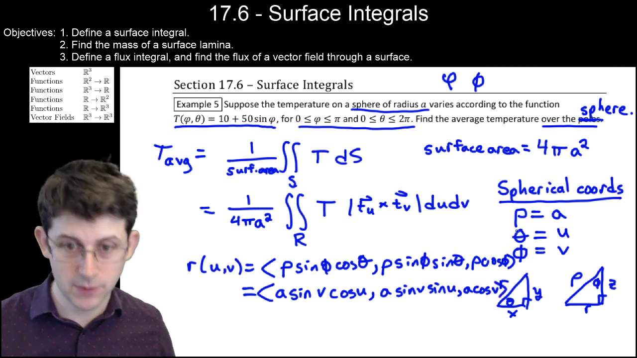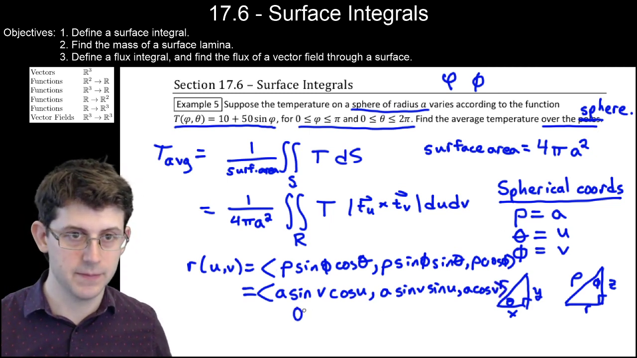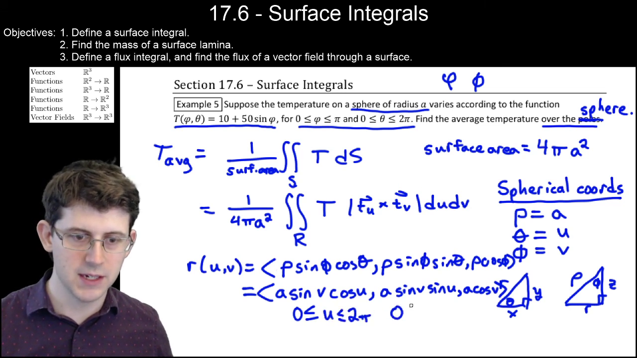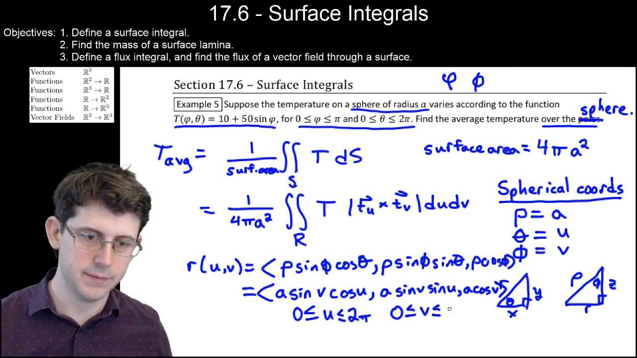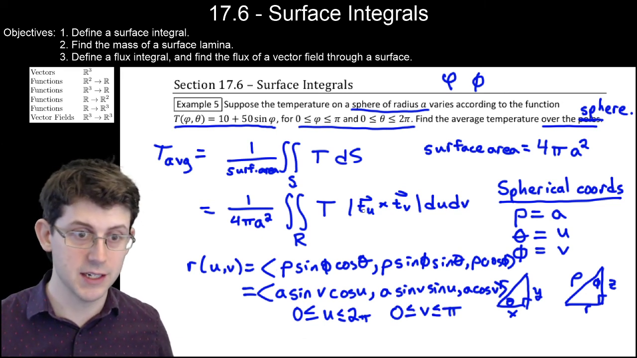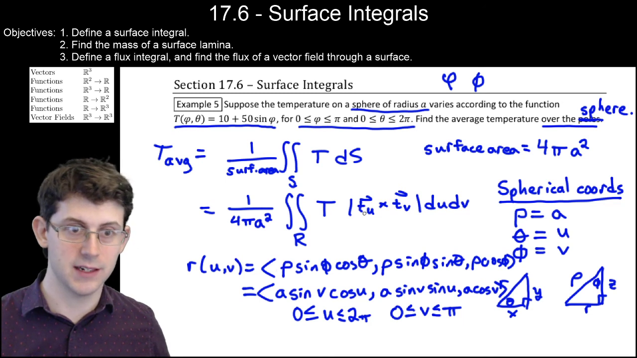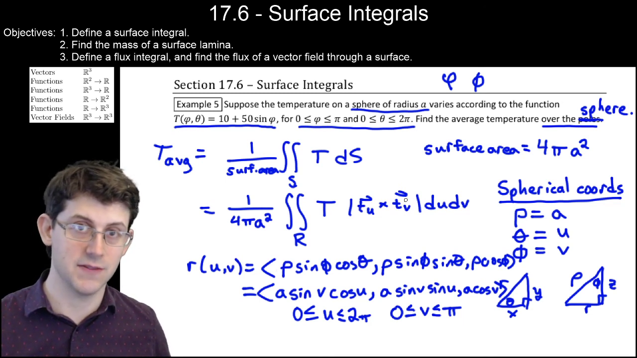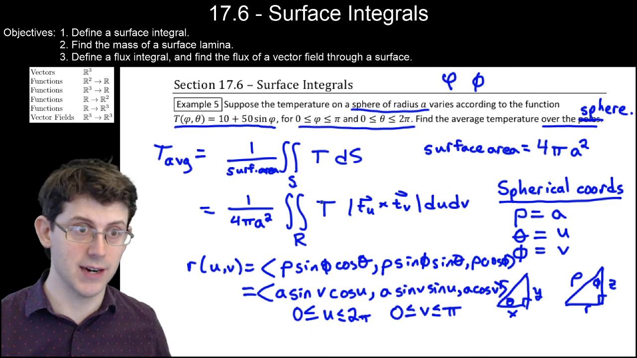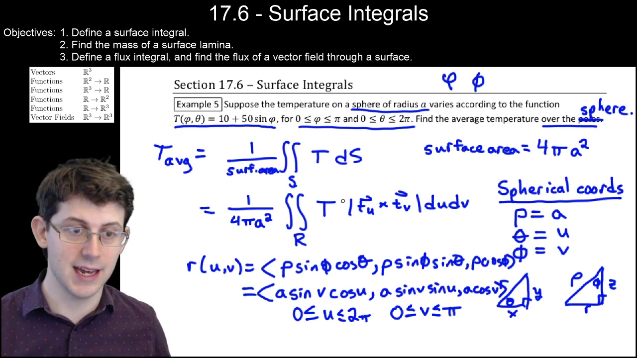And my bounds, well, theta goes from 0 to 2 pi, and v goes from 0 to pi. So this is my parameterization. I can use this parameterization to find Tu, the tangent vector in the u direction, and Tv, the tangent vector in the v direction. Then I have this temperature function that I'm also integrating. So this temperature function is going to end up in my integral.